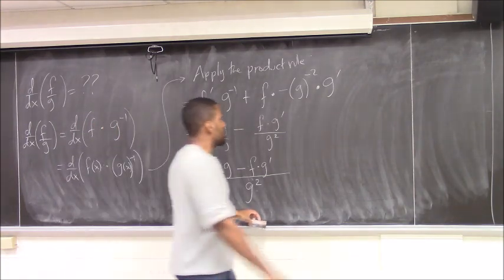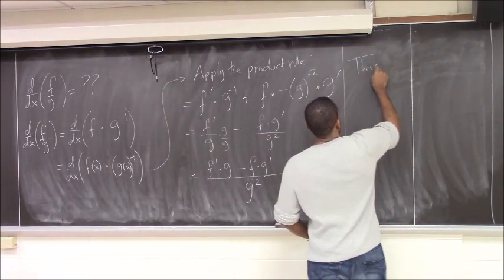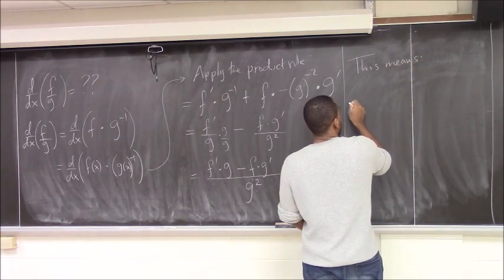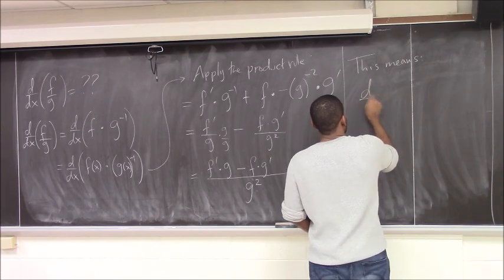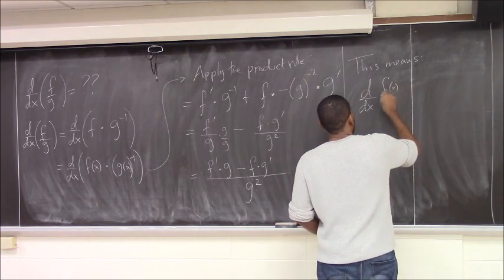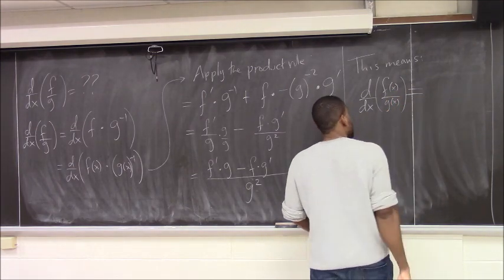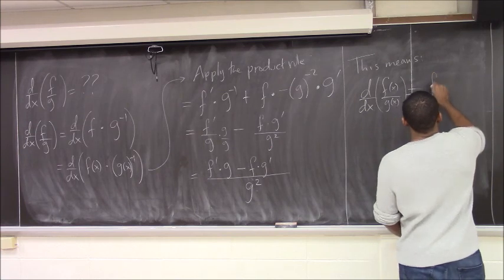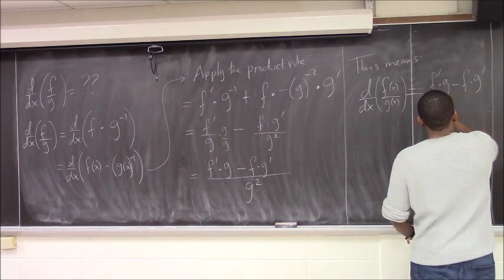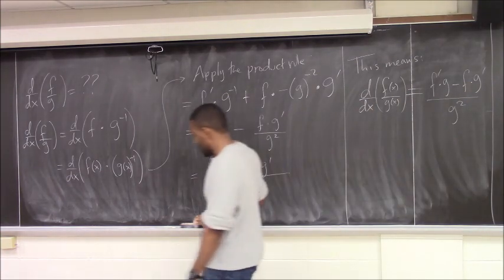We have just derived the quotient rule. This means the derivative of f of x over g of x is the bottom times the derivative of the top minus the top times the derivative of the bottom, over the bottom squared. This is called the quotient rule.